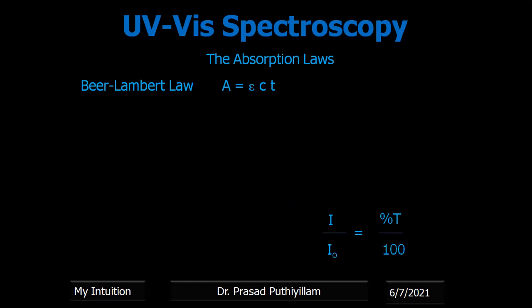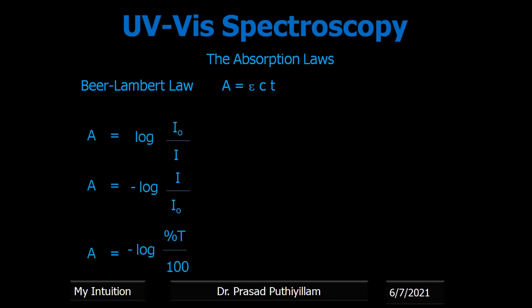Now I'll keep it there, and I'll continue with A is equal to log I0 by I, rearranging it, minus log I by I0. That is just rearranging the numerator and denominator. Now here I by I0 we have, that is percentage transmittance by 100. Therefore, A is equal to minus log of percentage transmittance by 100.